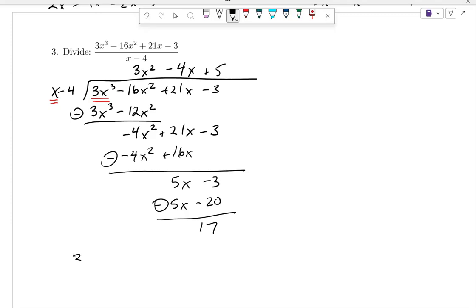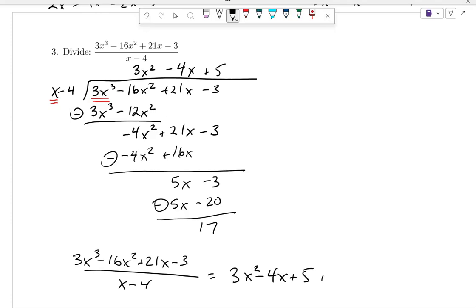So finally then, if we take our fraction and divide it by x minus 4, well, how do you rewrite that? 3x squared minus 4x plus 17 over x minus 4. Good. All right.